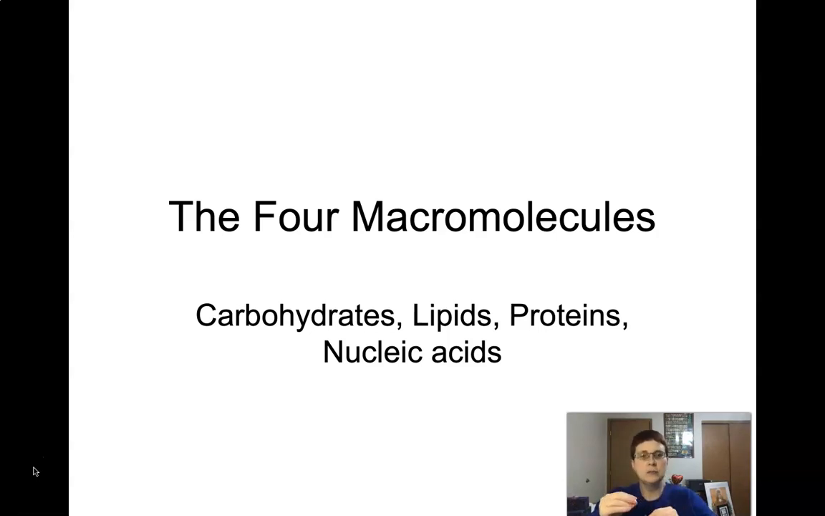Water is a pretty small molecule. These are generally what we call polymers, molecules that have been put together out of much smaller units. We're going to start off with the carbohydrates.